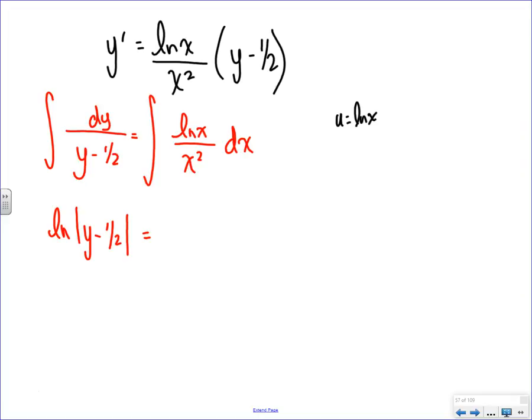Is it plus or minus for integration by parts? It's 1 over x squared. It's x to the negative 2. Wait, what? Yeah, it is. Thank you.